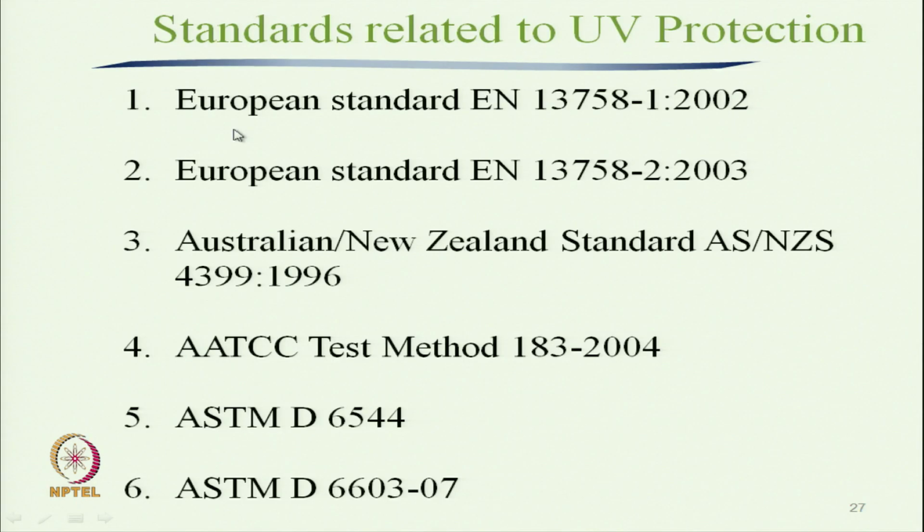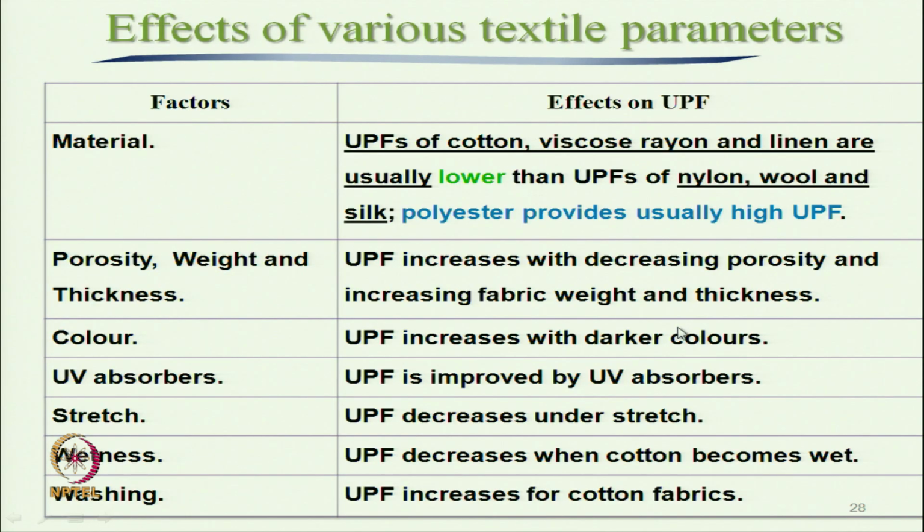There are different standards available. The European standard EN 13758, there are variants, 1, 2. The Australian standard, AATCC, ASTM. So, different standards are available to measure the UV protection in clothing.